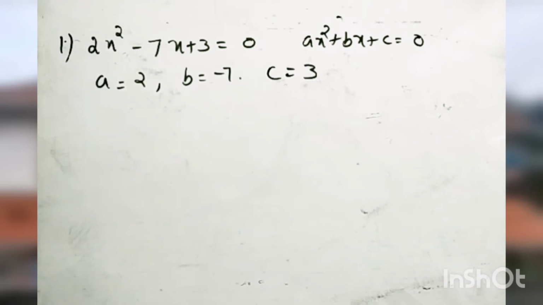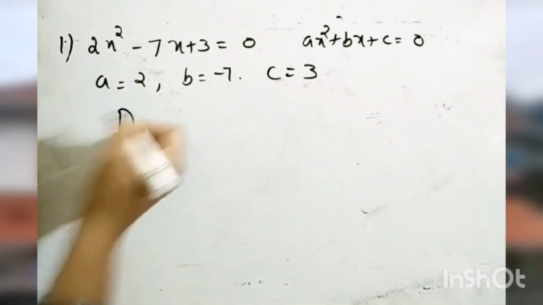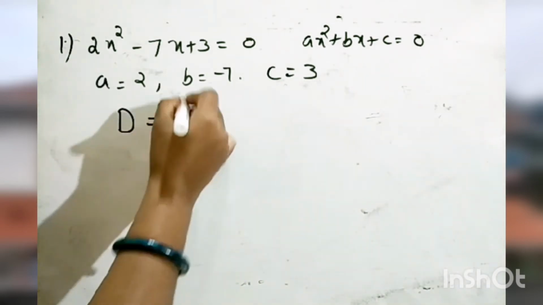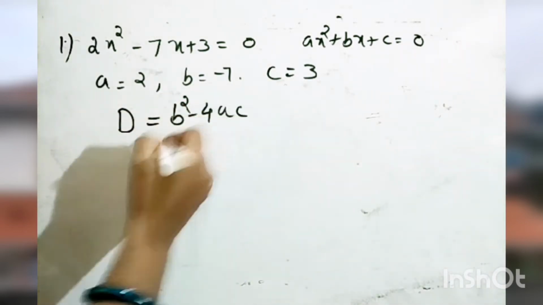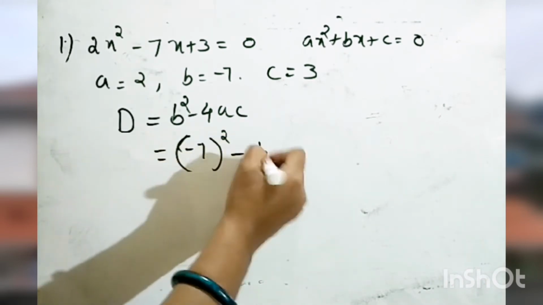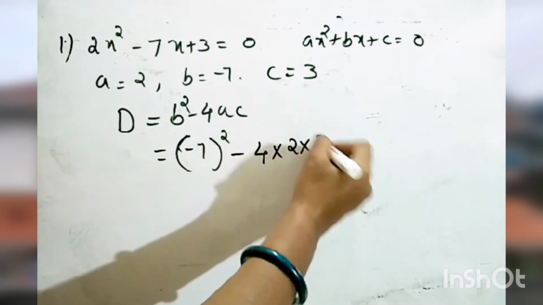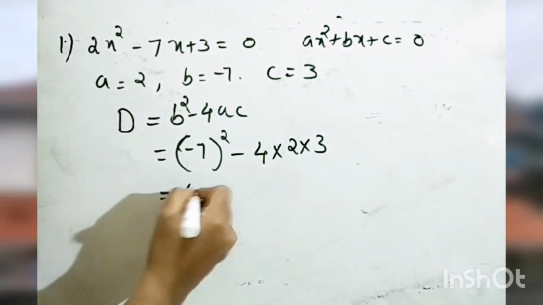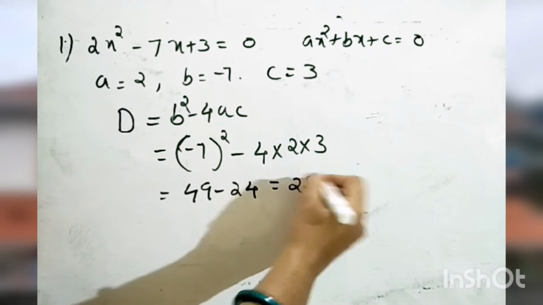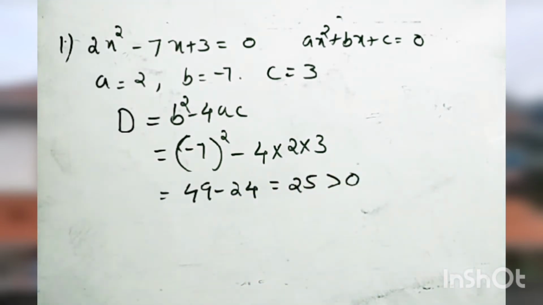Now we will first find the value of b square minus 4ac. Let it be D. D is equal to b square minus 4ac, that is minus 7 all square minus 4 into 2 into 3. That is equal to 49 minus 24, which is equal to 25, and it is greater than 0.